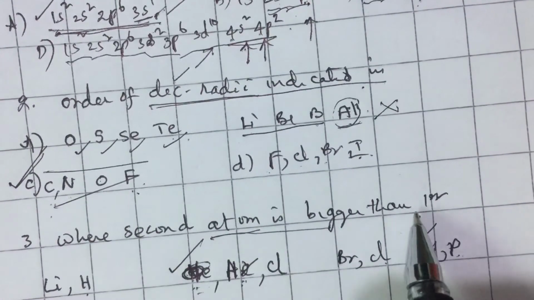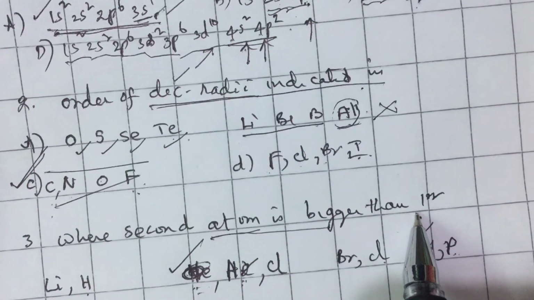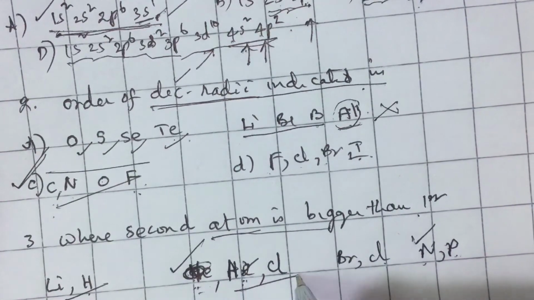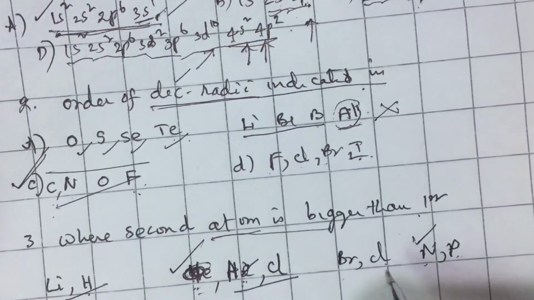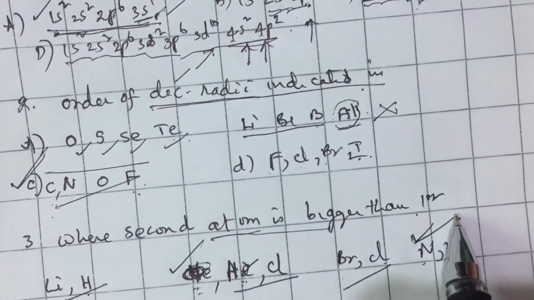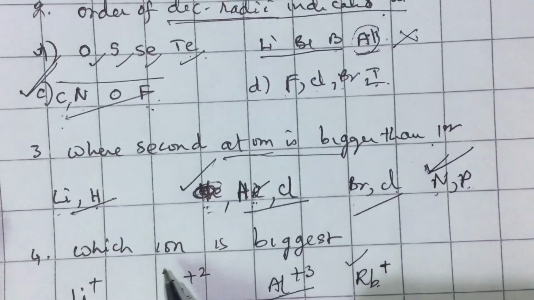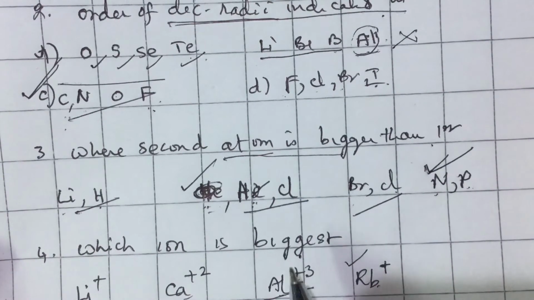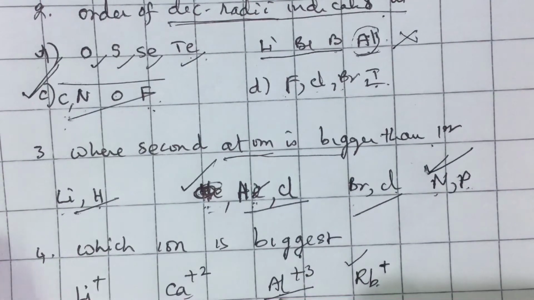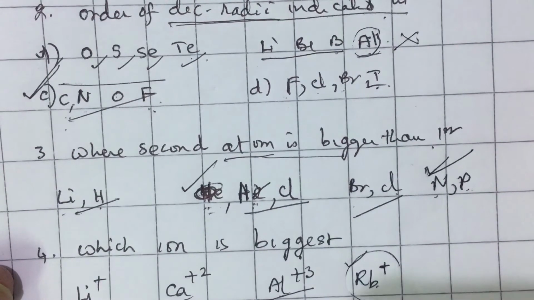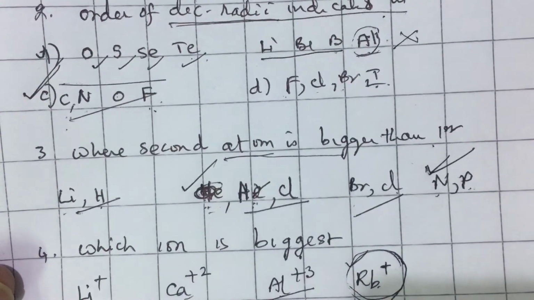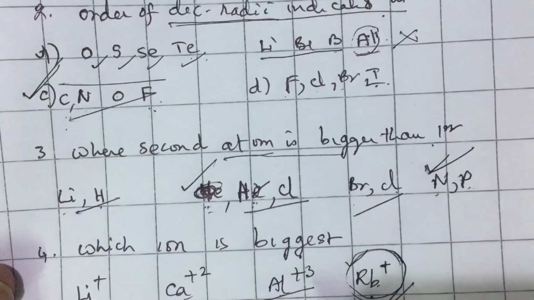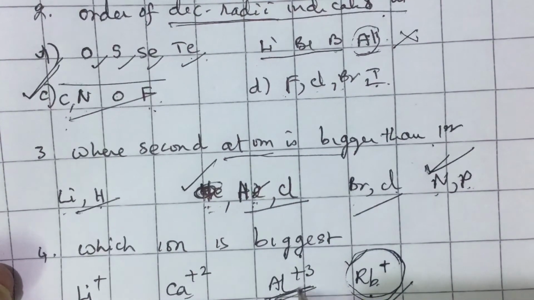Where the second atom is bigger than the first, same logic. Down a group, the atomic radii increase. Lithium, hydrogen is not. Argon, chlorine is not. Bromine, chlorine is not. Nitrogen, phosphorus, yes. Which ion is biggest? Already we said the more positive charge on the ion, the smaller the size, and down a group, the sizes increase. Rubidium is at the bottom of the first group, so it is the biggest ion. If they ask the smallest ion, that is aluminum.